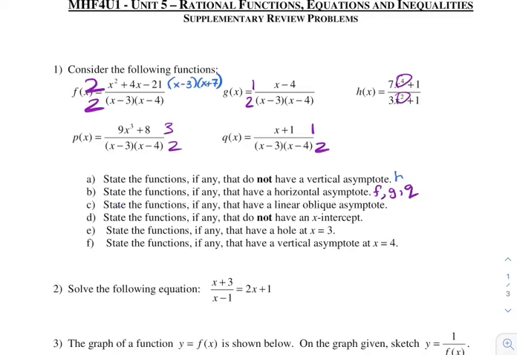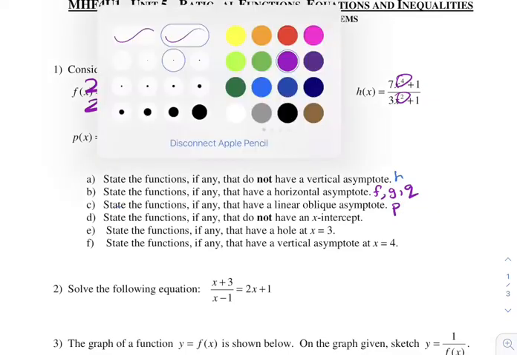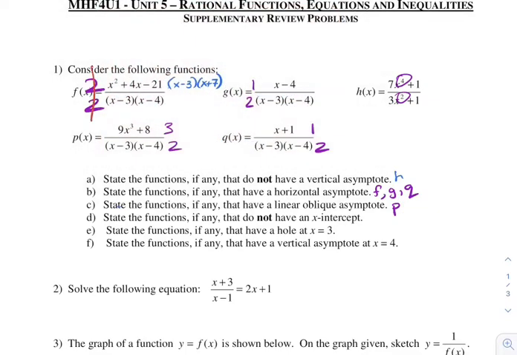Question C says, state which functions have an oblique asymptote. And that happens when the numerator's degree is 1 more than the denominator. And the only one that has that is P. Numerator is 3, denominator is 2. So P is the one for that. Change the color as we move on.